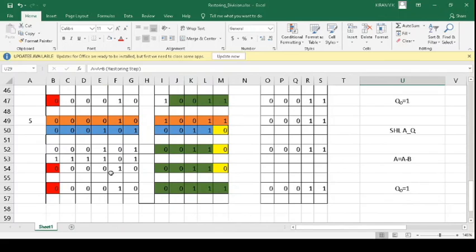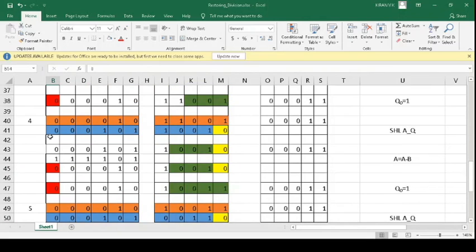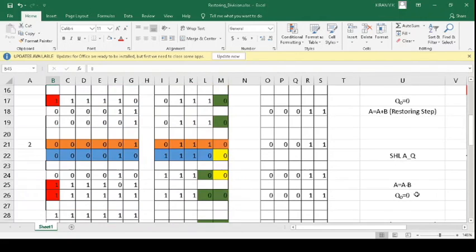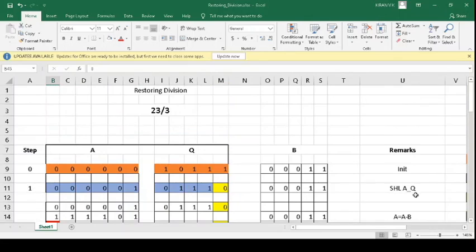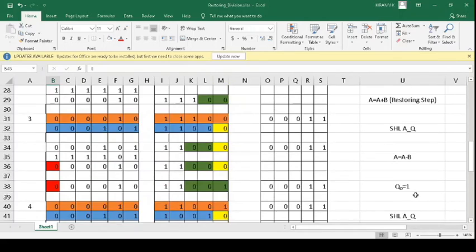See here, in the case of the fifth iteration, the sign of the result of A equal to A minus B is positive because A must be 0. Here you don't have a restoring step. Similar is the case of the fourth iteration. Again, the result of A equal to A minus B is positive, so there is no restoring step. So these are some of the general features of the restoring division algorithm that you have to keep in mind.